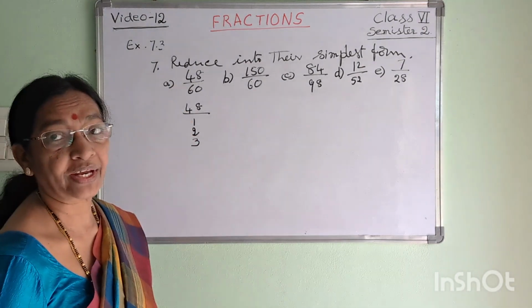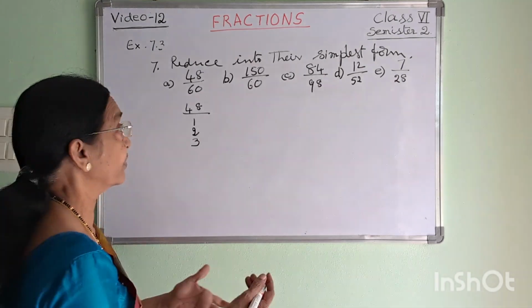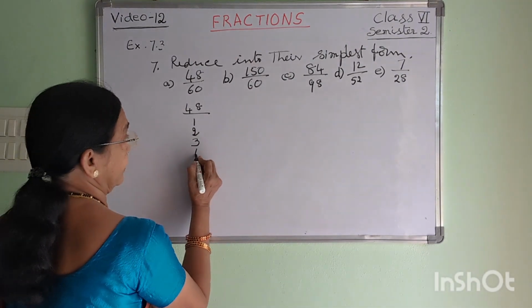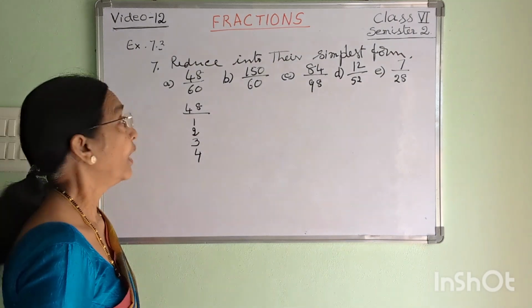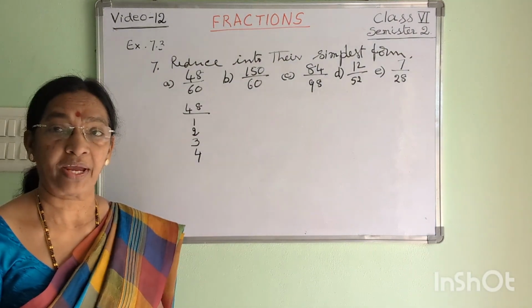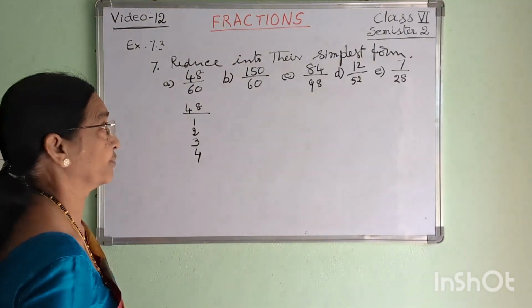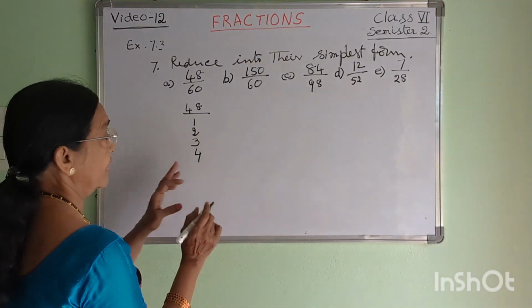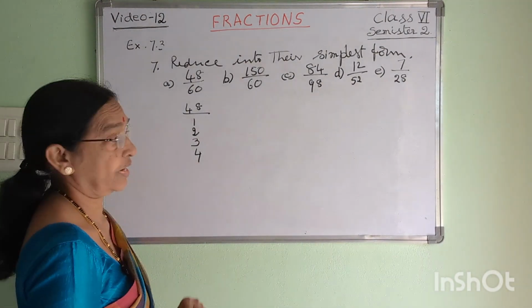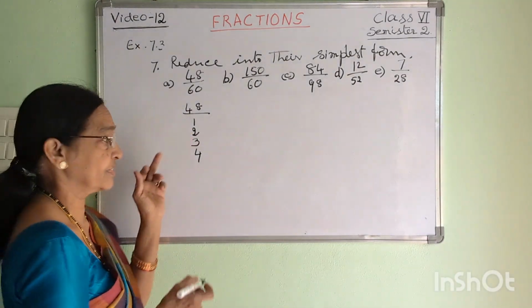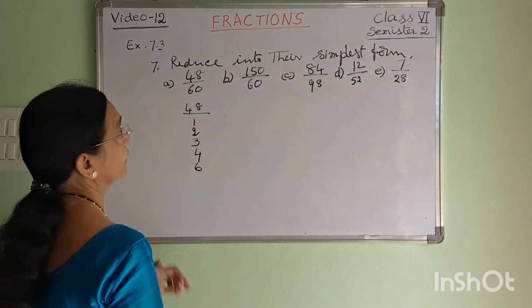Next, 4 is a factor. 48 divided by 4 is 12. 5 is not a factor because the ones place is not 0 or 5. Therefore, 5 is not a factor. 6 is a factor because 2 and 3 are factors. So 6 is also a factor.